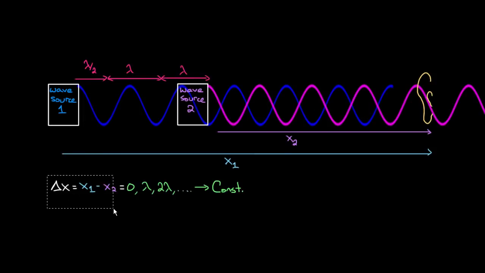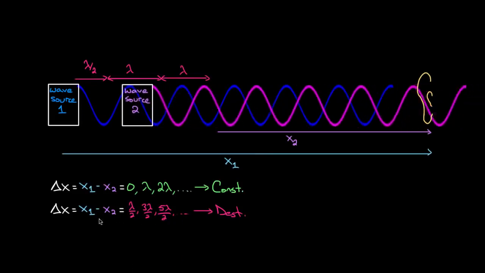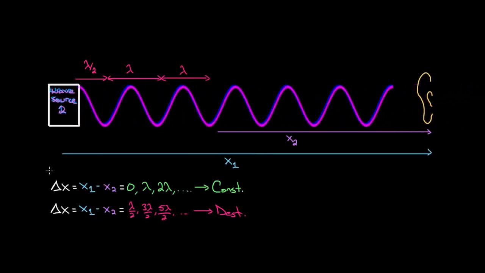In other words, if this path length difference here is equal to lambda over 2, 3 lambda over 2, which is 1.5 wavelengths, 5 lambda over 2, which is 2.5 wavelengths, and so on, that leads to destructive interference. So this is how the path length differences between two wave sources can determine whether you're going to get constructive or destructive interference. But notice, we started with two wave sources that were in phase. So this whole analysis assumes that the two sources started in phase with each other, i.e. neither of them are pi shifted.